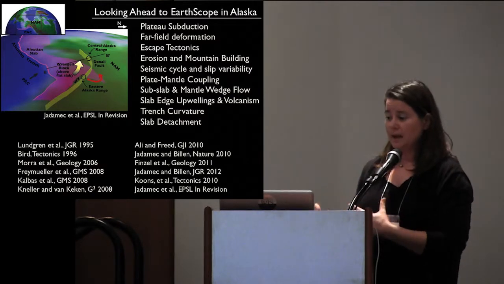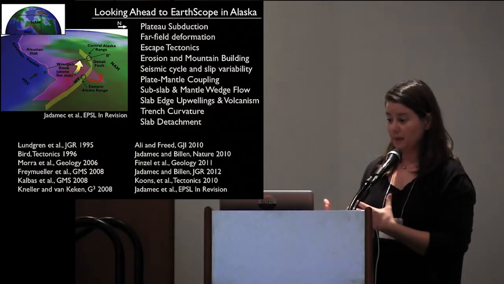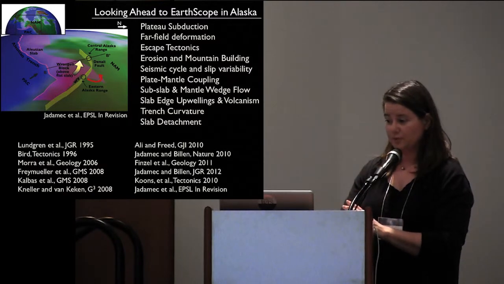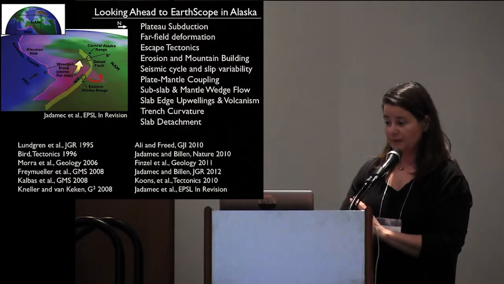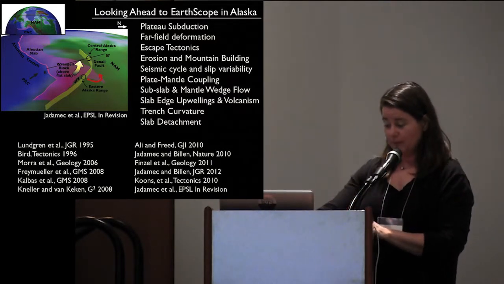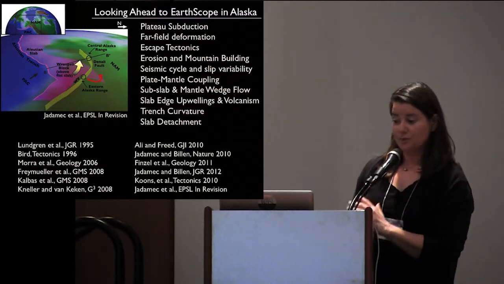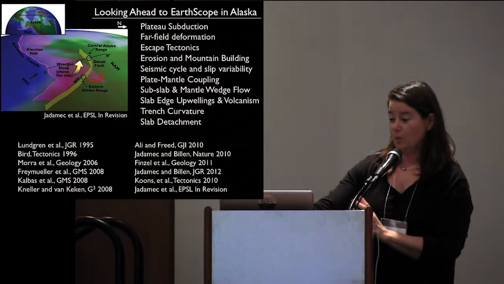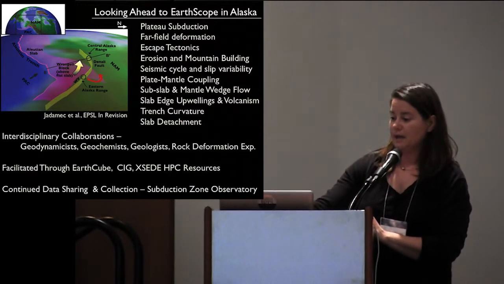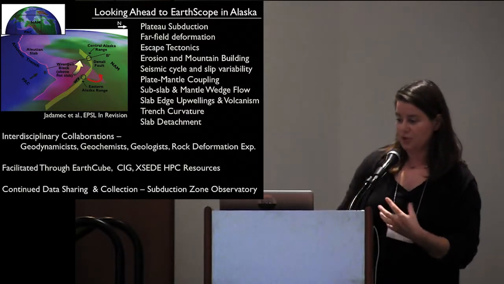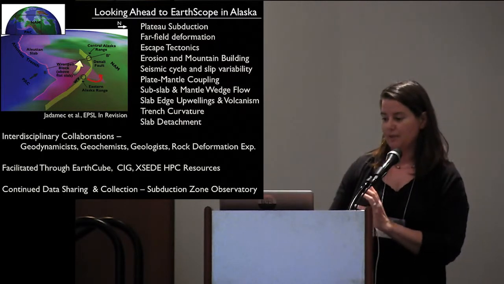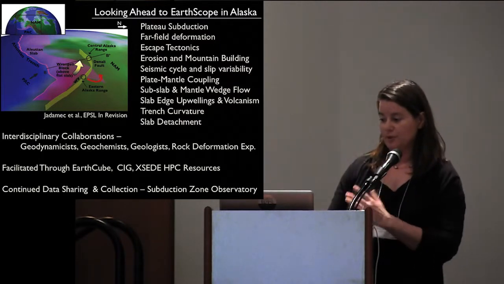And so I would say major tectonic questions that make Alaska a prime target are questions of plateau subduction, far-field deformation, escape tectonics, erosion and mountain building, seismic cycle slip variability, plate mantle coupling questions, subslab mantle wedge flow, slab edge upwellings and volcanism, and then just overall trench curvature and detachment. Alaska's had this long-lived history of subduction, but where's the slab? And why is it curved? Why is the trench curved? And how can this be achieved with collaborations with geodynamists, geochemists, geologists, rock deformation experimental people?